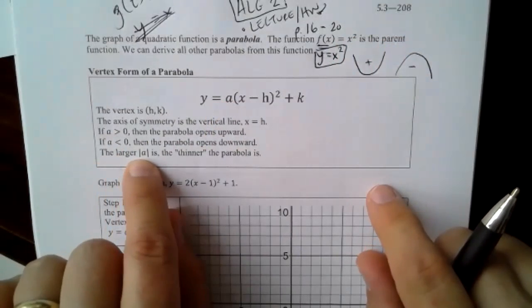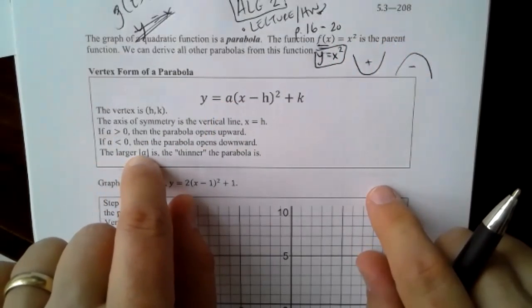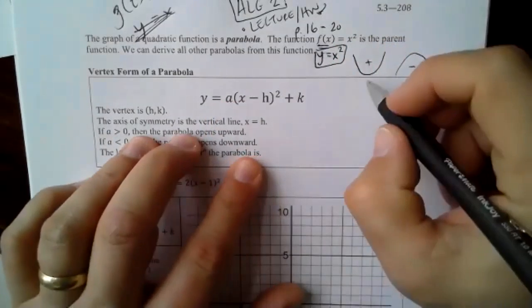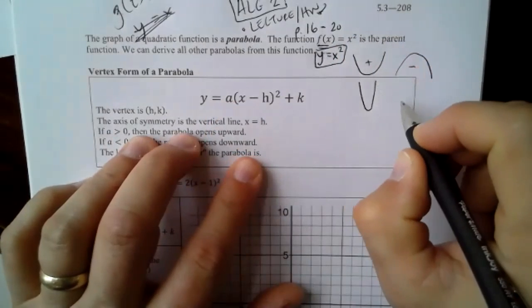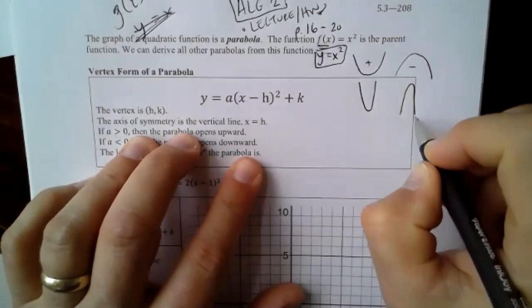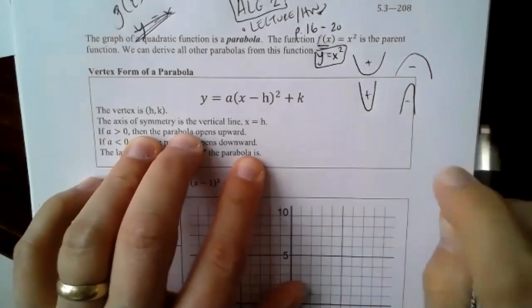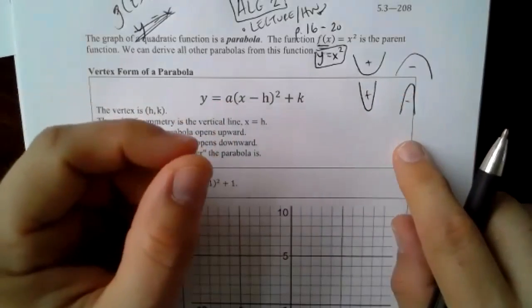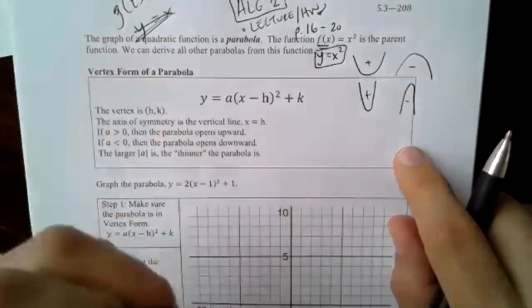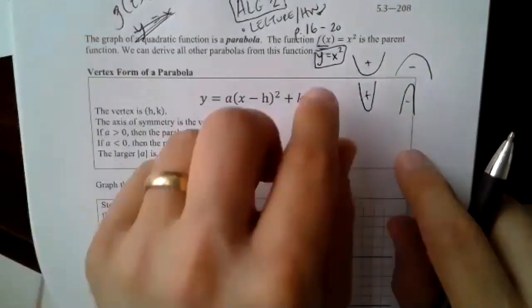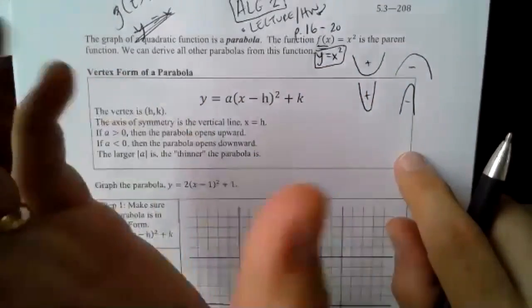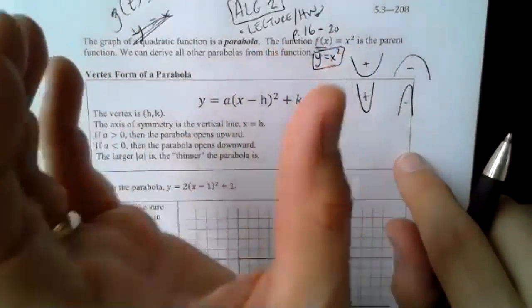The larger the absolute value of a is, the thinner the parabola is. So in other words, it could be really skinny depending on the value of a. You could still open upward or downward, but with a being a small number like 1/3 or 1/7, it could be really skinny here. But if it's like 5, a much bigger number, it's going to be wide.